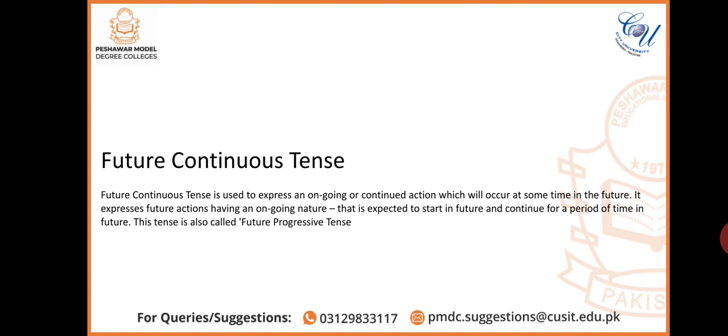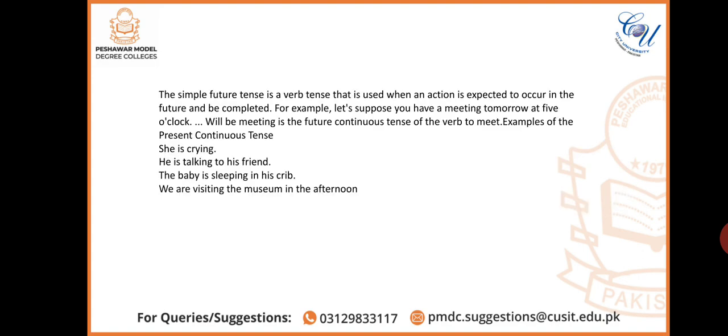So, ing with will. The simple future tense is a verb tense that is used when an action is expected to occur in the future and be completed. For example, let's suppose you have a meeting tomorrow at 5 o'clock. Will be meeting is the future continuous tense of the verb to meet.